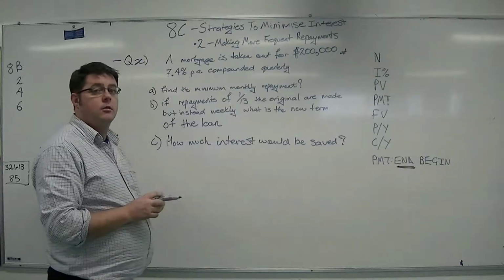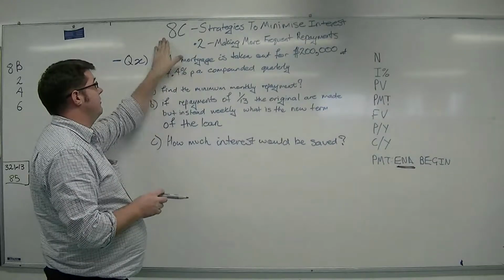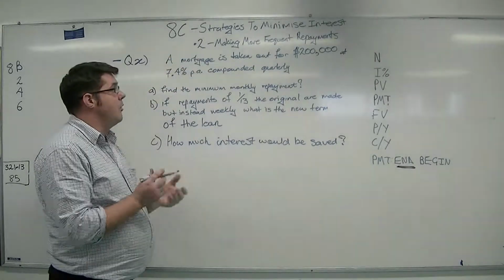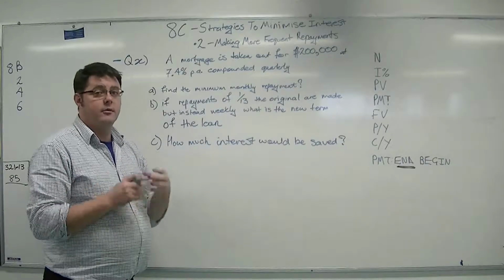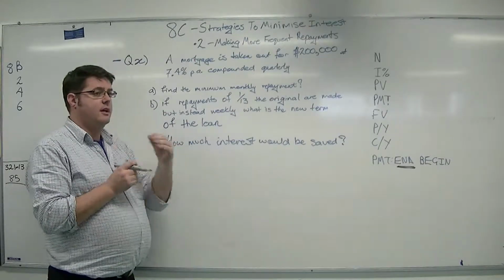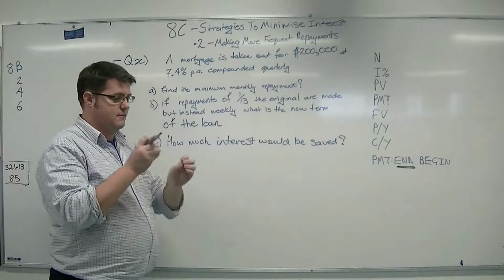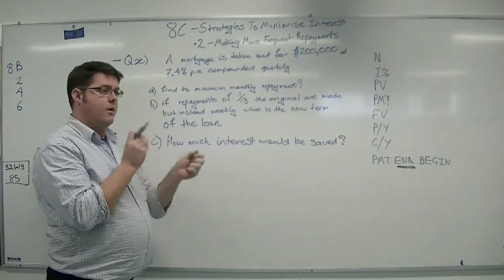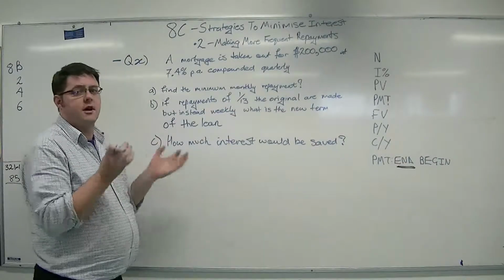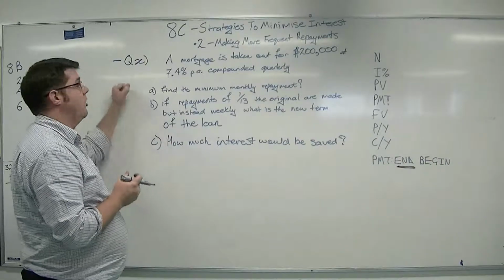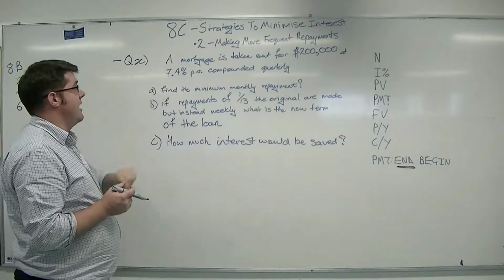Okay, so now we're going to look at 8C.2, making more frequent repayments. Instead, if we made more payments per year, what effect does that have? Because there aren't very many questions in this chapter, I've made one up. So we've got question X.